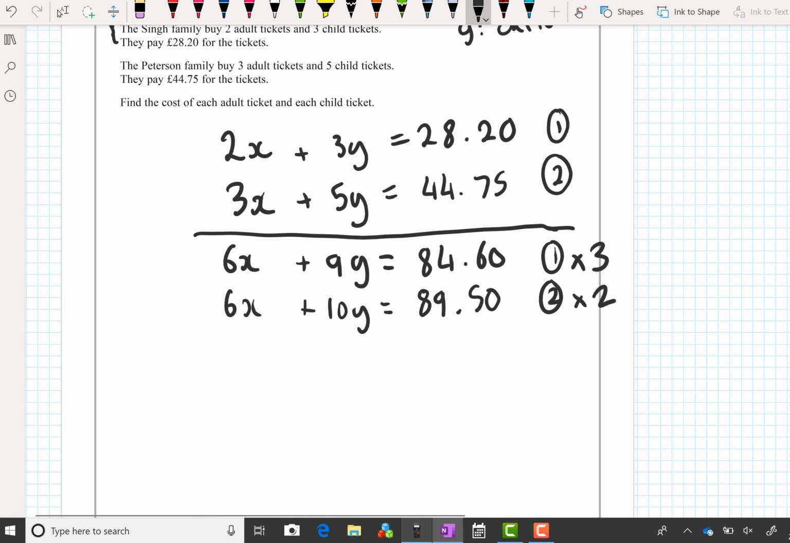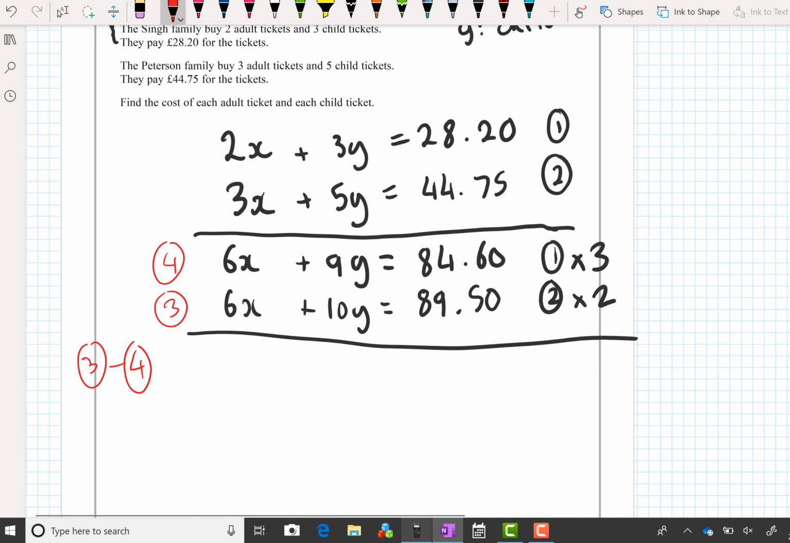Now, if you think about this as equation 3 and this one as equation 4, I'm going to do equation 3 subtract 4, simply because that's going to be 10y subtract 9y, as opposed to doing 9y subtract 10y and creating a negative. Doesn't matter if you do though, it will still work out the same in the end. So I'm putting a subtract in between, and I'll put this arrow here to show how my thought process is working. 6x take away 6x, gone. 10y take away 9y, 1y. £89.50 take away £84.60, £4.90.